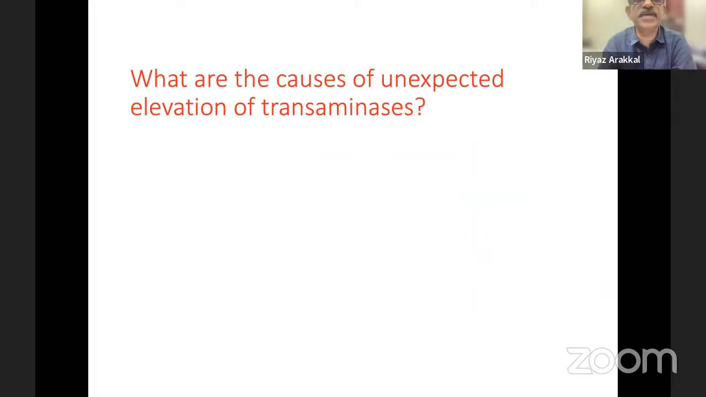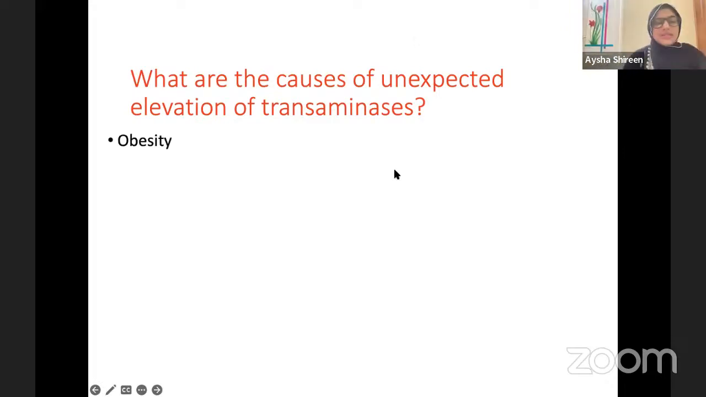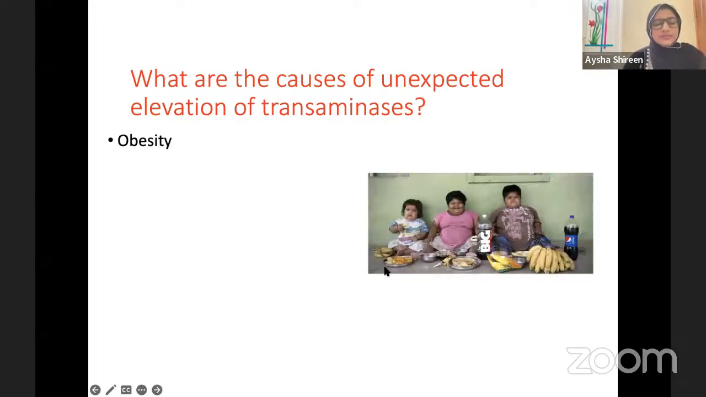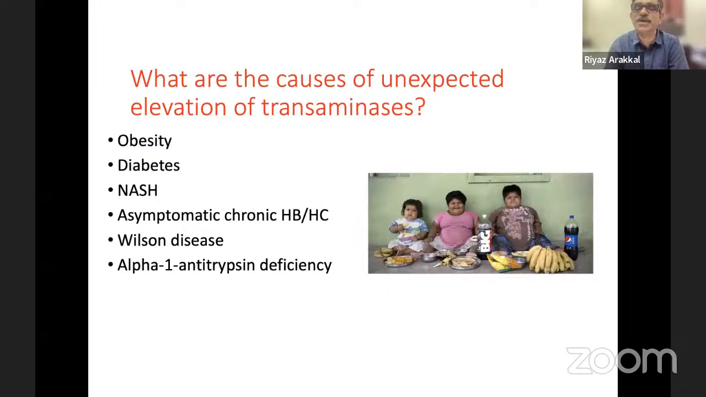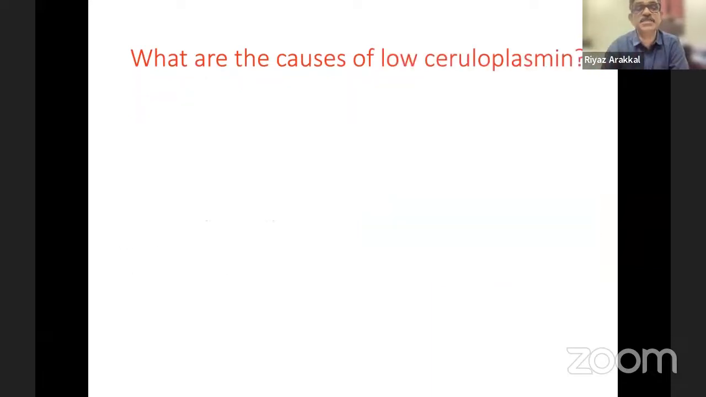What are the causes of unexpected elevation of transaminases? Sometimes we do come across children with an unexpected elevation of transaminases. You do investigations and find that the transaminases are elevated. So what may be the causes? Obesity. Never forget about obesity. Obesity, diabetes, non-alcoholic steatohepatitis, asymptomatic hepatitis B and C, Wilson disease, alpha-1 antitrypsin deficiency: in all these conditions there may be an unexpected elevation of transaminases.